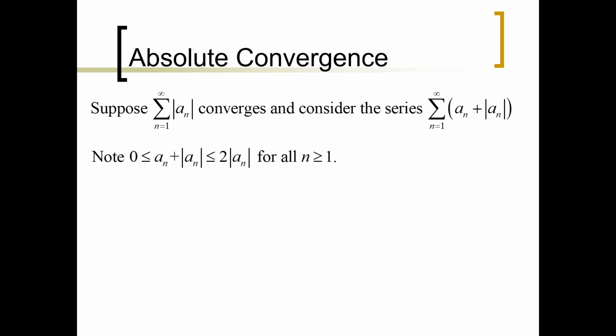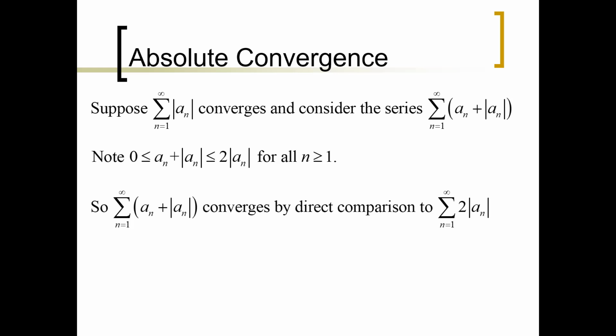Notice that a sub n plus the absolute value of a sub n, that thing is either equal to 2 times the term, a sub n, or it's actually 0 because they might be opposites. Either way, you have that a sub n plus the absolute value of a sub n is non-negative and bounded above by 2 times the absolute value of a sub n. So that means that the series of a sub n plus the absolute value of a sub n converges by direct comparison to the series of 2 times the absolute value of the sequence a sub n.